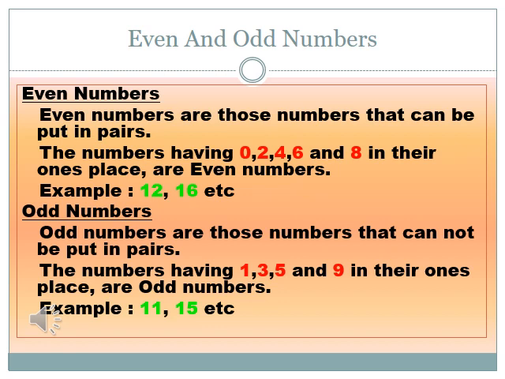In other way, the numbers having 1, 3, 5, 7 and 9 in their ones place are odd numbers. See the example, 11 and 15, they have 1 and 5 at their ones place, so they both will be odd numbers.